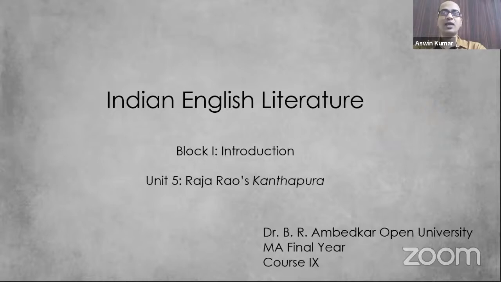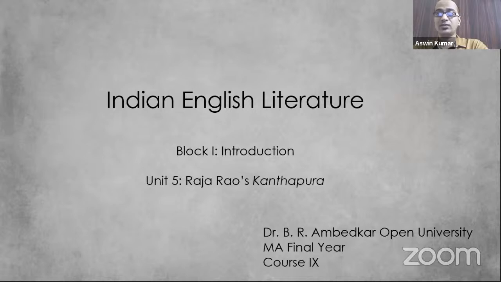This is course 9, which is titled Indian English Literature. This course is divided into 4 blocks and 20 units. We have discussed units 1 through 4, which are part of block 1, in the past 3 classes. Today, we will discuss block 1, unit 5, titled Rajarao's Kantapura. We will talk about the novel and the major themes, and then we'll have a discussion around the book. And if time permits, we will start with block 3.